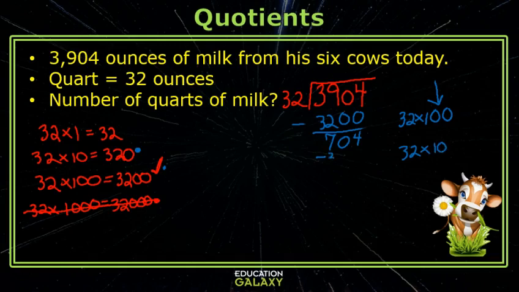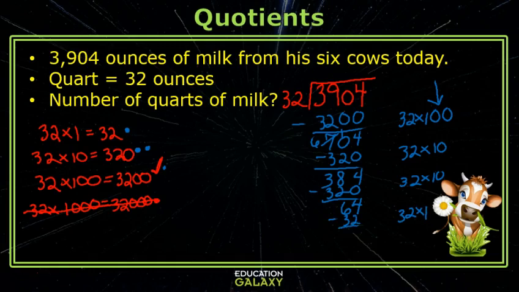I'll subtract 320. I can take out another set of 320, so I write 32 times 10 off to the right, and I subtract 320. I can't take out any more sets of 320, but I can take out a set of 32. So I write 32 times 1 off to the right. I subtract 32. I can take out another set of 32, so I write 32 times 1 off to the right, and I subtract 32.